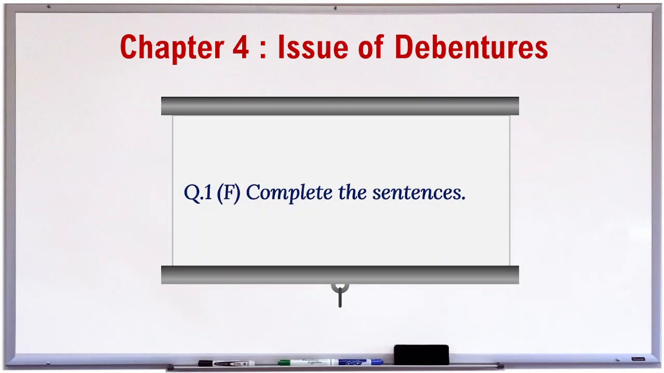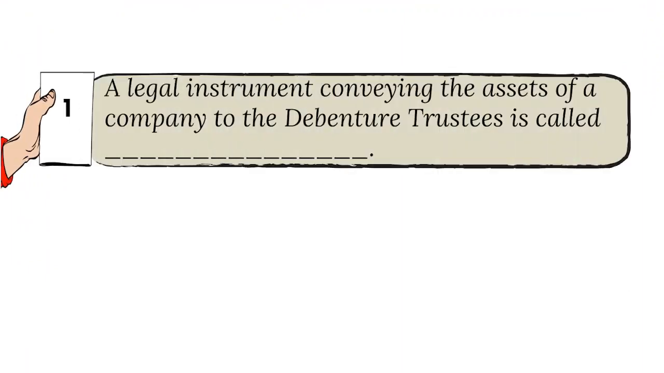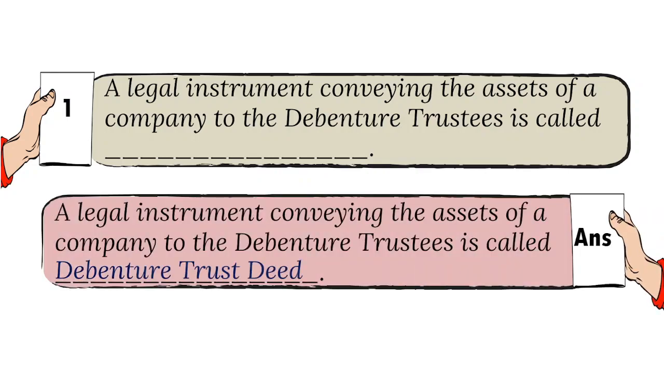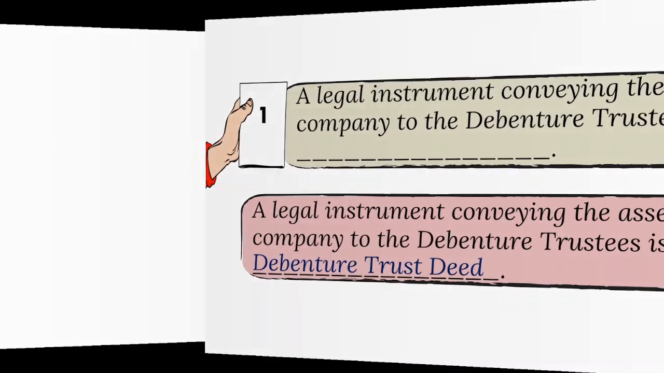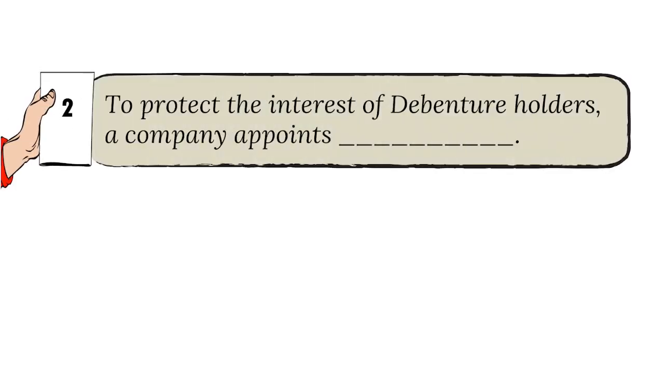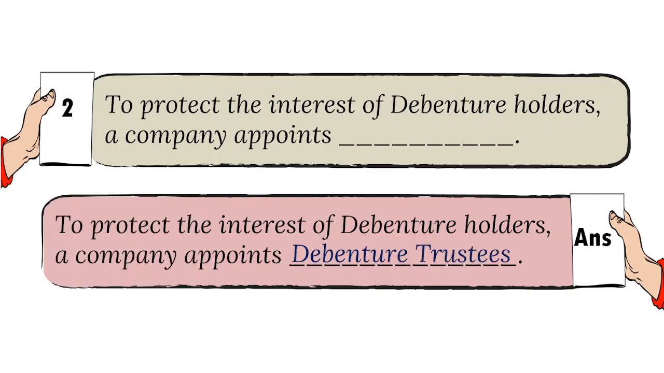Question 1. F. Complete the sentences. 1. A legal instrument, conveying the assets of a company, to the debenture trustees, is called dash. And the answer is debenture trust deed. 2. To protect the interest of debenture holders, a company appoints dash. And the answer is debenture trustees.